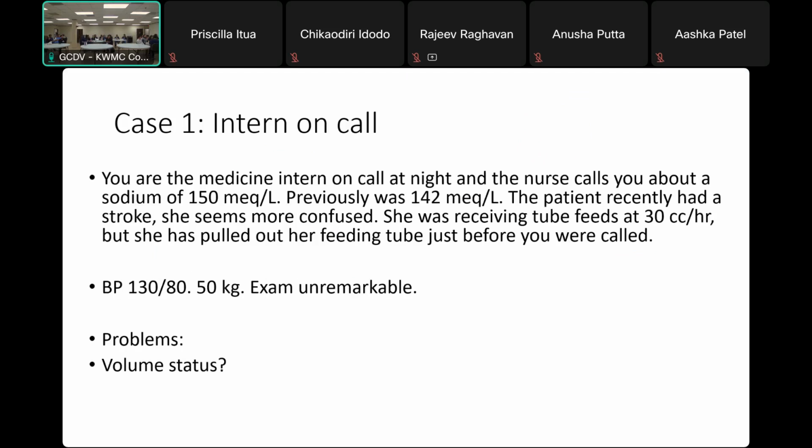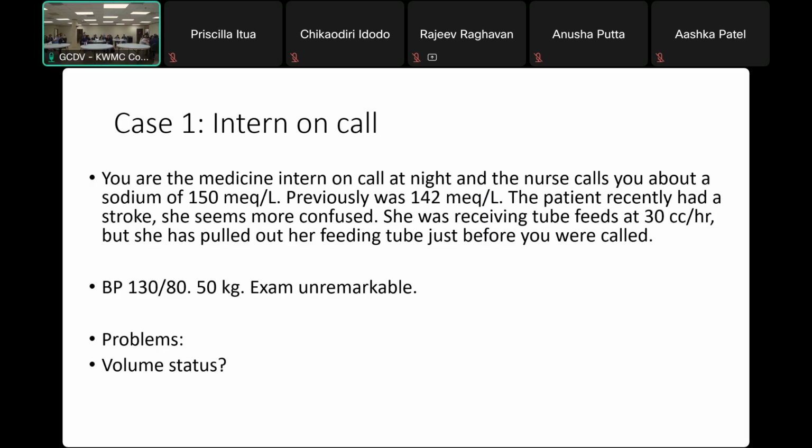So fluids really can be bad. So let's begin with the first case. You're a medicine intern on call. The nurse calls you about a sodium of 150. Previously it was 142, we will assume that's earlier in the morning. The patient had a stroke and seems more confused. Was receiving tube feeds at 30 cc an hour.